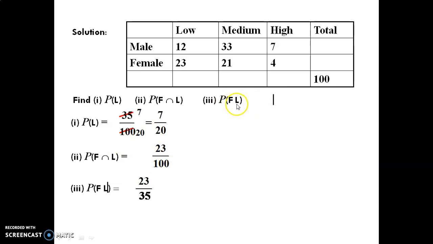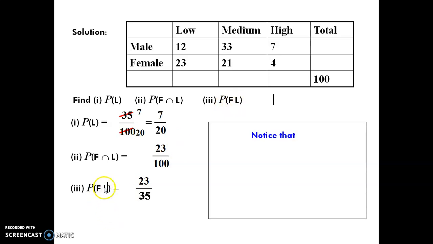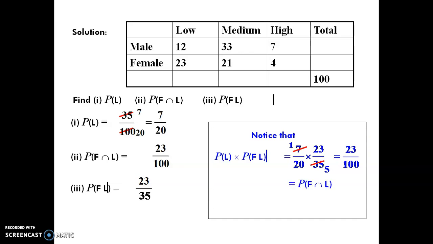And P of F or L, this 'or' here in between, will be F or L. So it is 7 upon 20 into 23 upon 35. So that is 23 upon 100, which is equivalent to the probability of F intersection L.